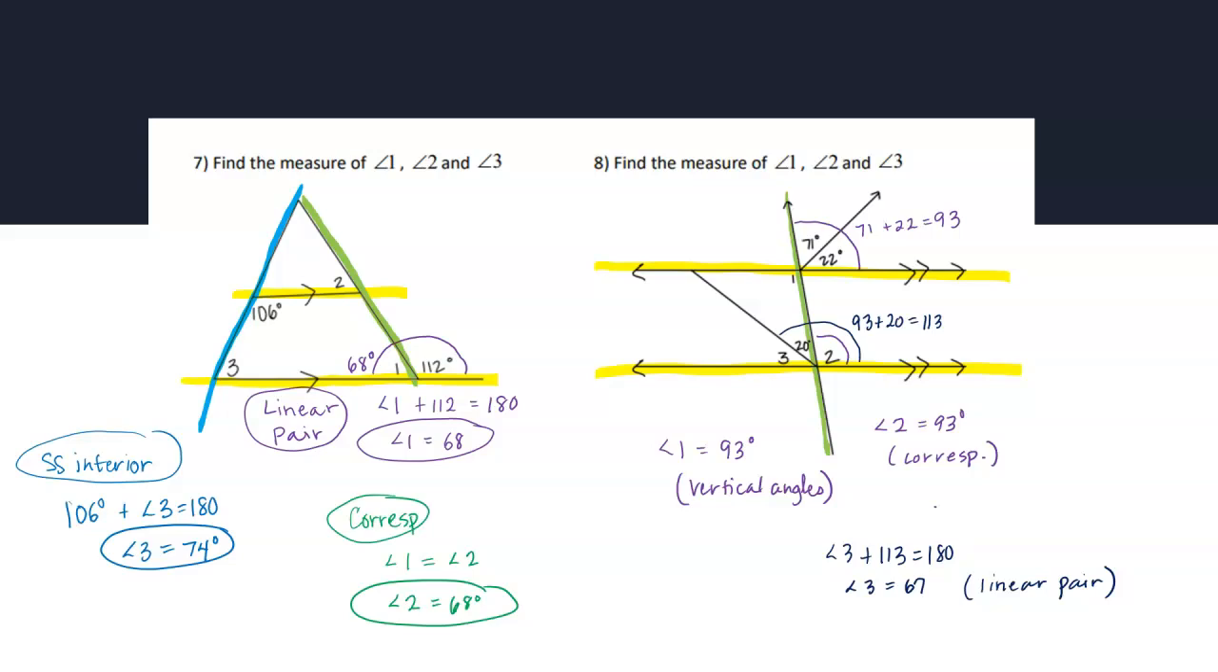For number 8, I added together the 71 and the 22 to get 93. I knew that angle 2 had to also be 93 because it's corresponding. I know that angle 1 also has to be 93 because of vertical angles. And then using the green, using the linear pair between the 113 and the 3, I was able to figure out the last angle.